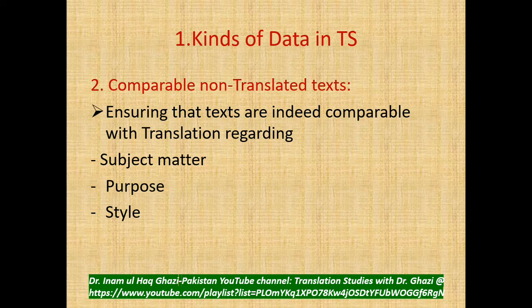Comparable or non-translated text: you have to ensure that the texts are indeed comparable with the translation, keeping in view more detailed aspects like subject matter. Is it really comparable text? Is the purpose for producing that comparable text also in alignment with the requirement of a comparable non-translated text, and the style?